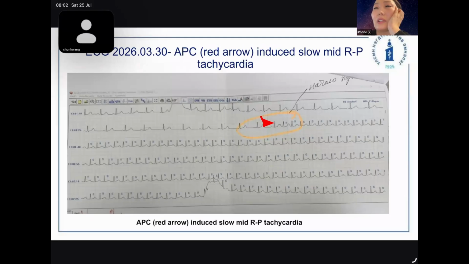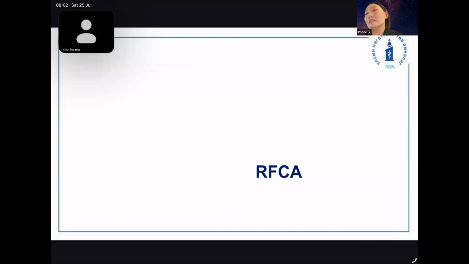And here we can also see the APC-induced slow mid-RP tachycardia. So at that time, I was a little bit confused whether it was actually PSVT or other forms of tachycardia. And then we planned catheter ablation for the patient in May.